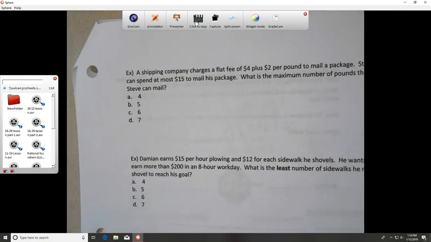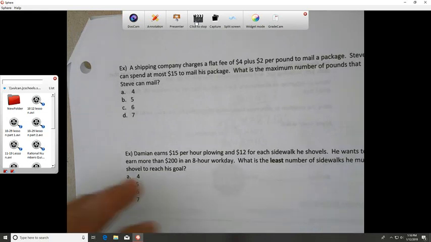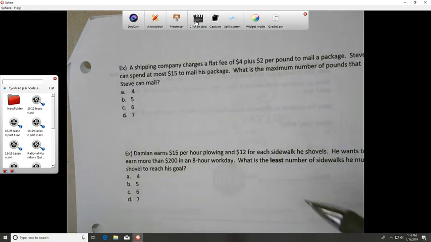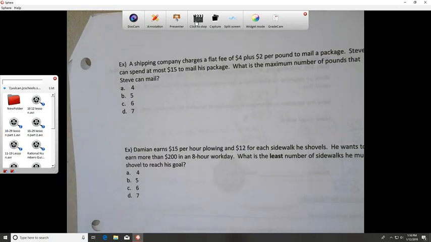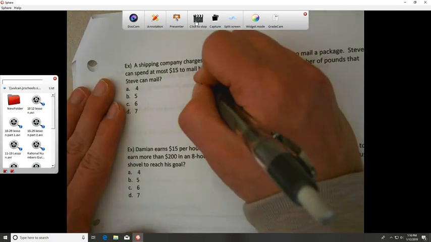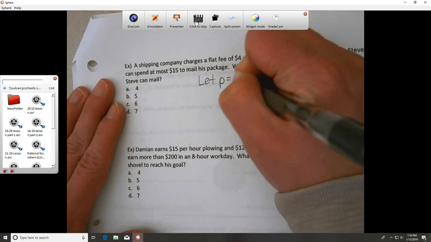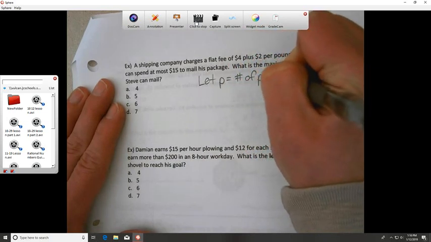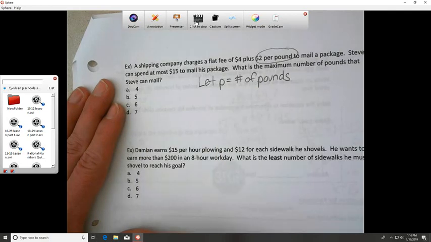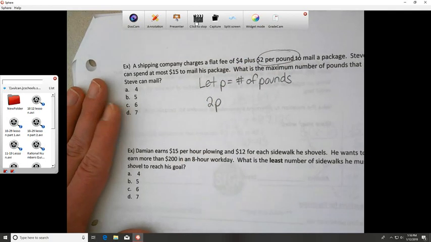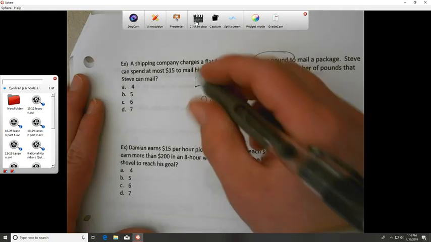All right. The next question here is going to be an inequality. So it says a shipping company charges a flat fee of $4 plus $2 per pound to mail a package. Steve can spend at most $15 to mail his package. What is the maximum number of pounds that Steve can mail? So we're looking for the number of pounds, so I'm going to say let P equal number of pounds. And then if I go back, it says it's going to be $2 per pound, so 2P. Now he's also got to pay the $4 fee, so plus 4.